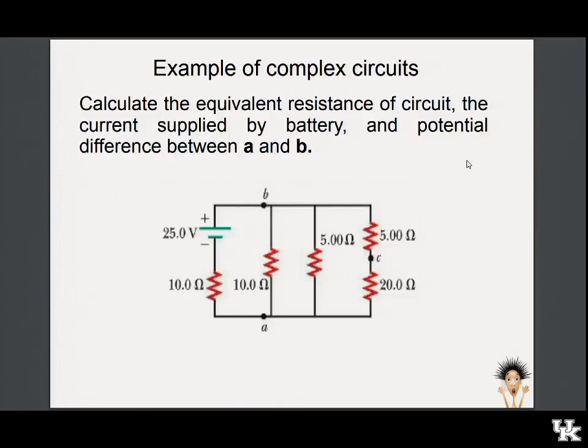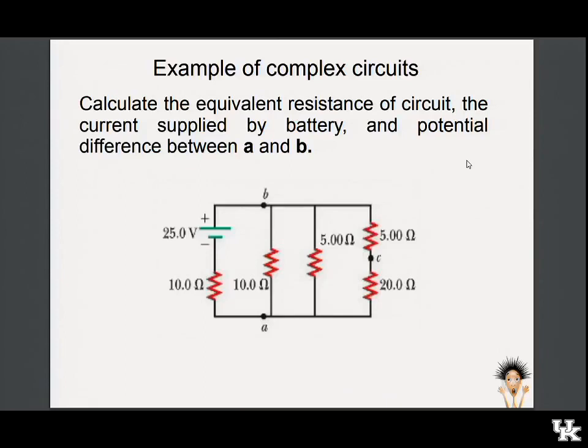So if you look at this circuit here, it's a circuit that contains a battery, so source of energy, source of power, source of EMF, source of current flow. And then it has a bunch of resistors. There's 5 resistors here.